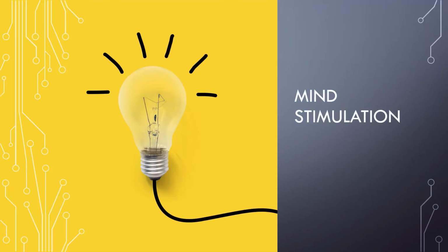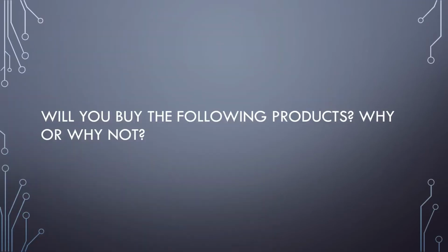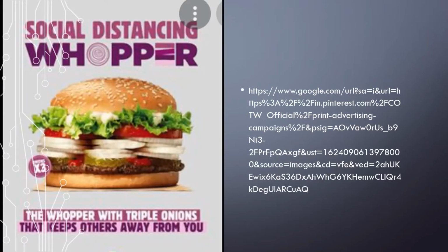Let's start with the mind stimulation. Will you buy the following products? Why or why not? First is the social distancing Whopper. This Whopper contains triple onions that keeps others away from you.